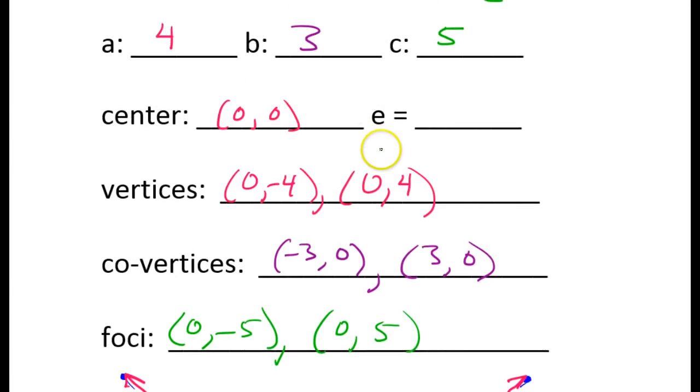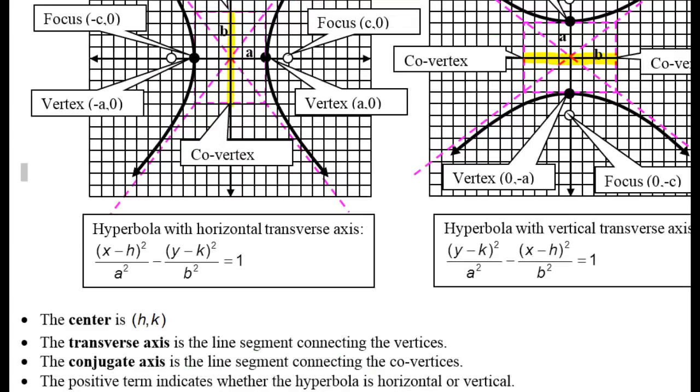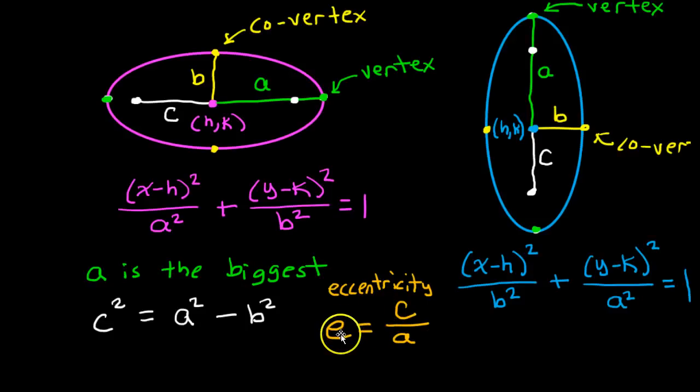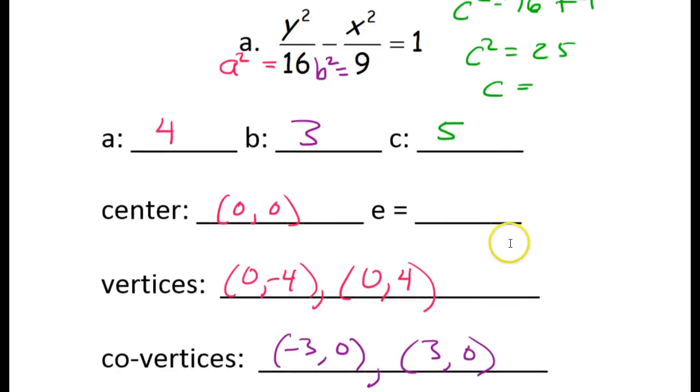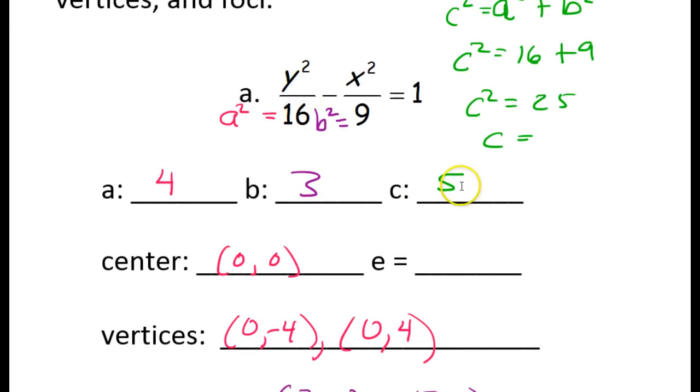Now, the eccentricity does not change. For ellipses, the eccentricity was C over A. That's still going to be the same for hyperbolas. So it's still going to be C over A, 5 over 4. Okay, notice that this is bigger than 1. For hyperbolas, the eccentricity is always bigger than 1. All right, for ellipses, it was always less than 1.